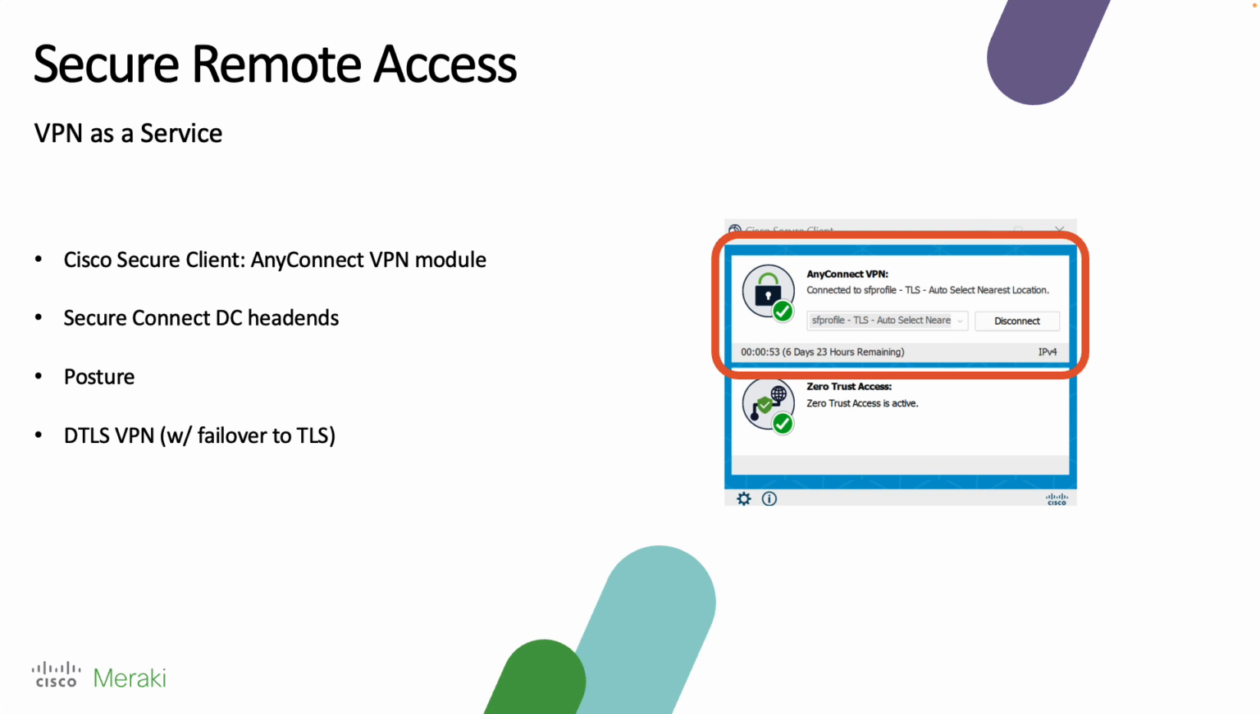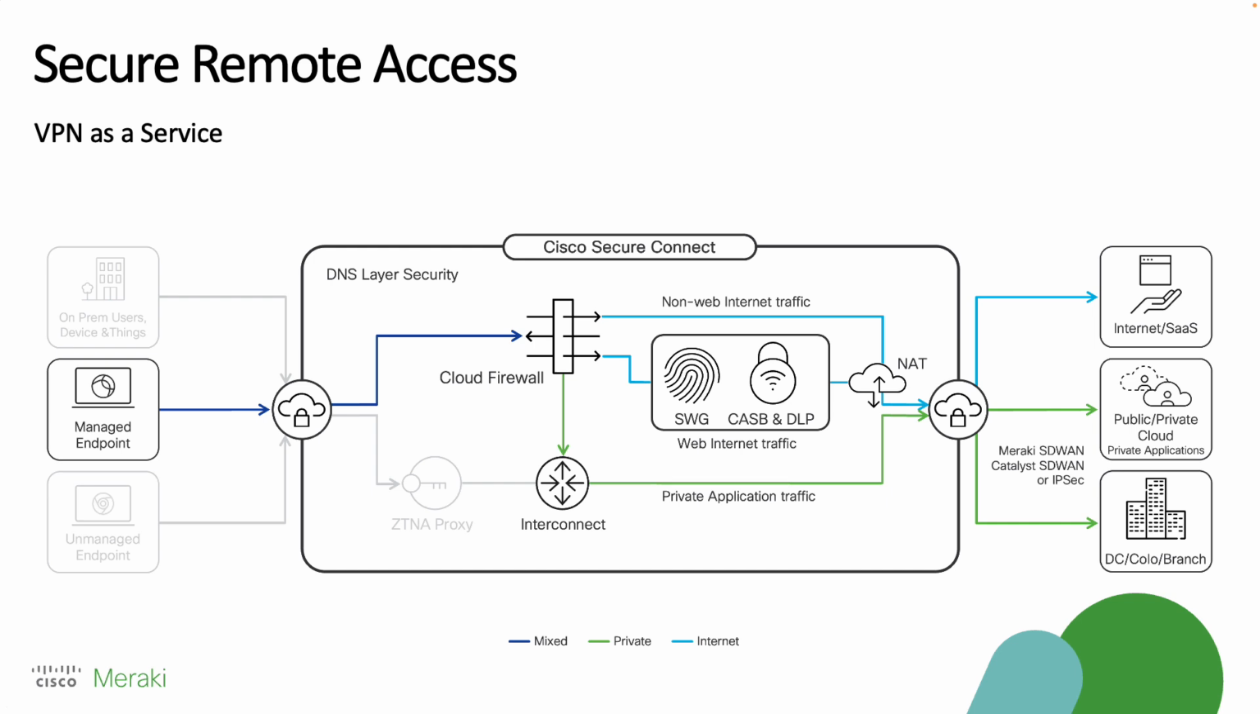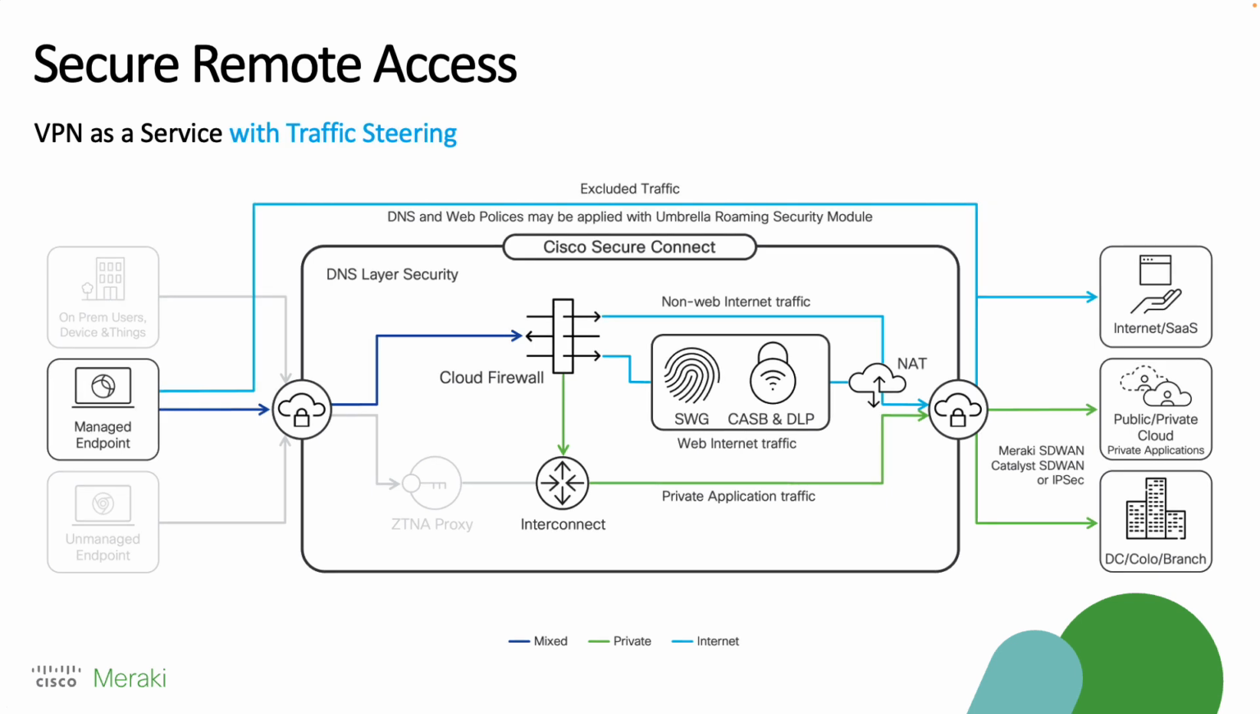For the VPN as a service, this is using the AnyConnect VPN module found within Cisco Secure Clients. Users will connect to one of the Secure Connect data center headends hosted in the cloud. And once they go through the posture assessment and authentication is okay, the user will form a VPN tunnel into the cloud. Once the user is connected, you might either utilize a full tunnel or a split tunnel. For any traffic sent through the cloud service, internet-bound traffic initially goes through DNS layer security before all traffic eventually hits the cloud firewall. Depending on the type of traffic as well as destination, it might take a couple of different paths before being forwarded out of the cloud service.